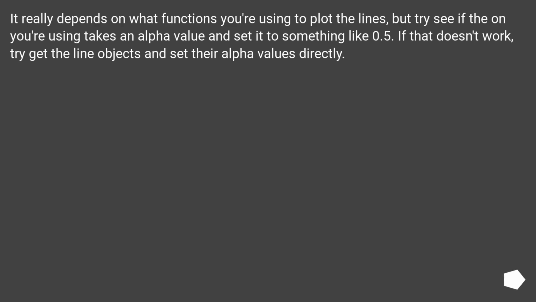It really depends on what functions you're using to plot the lines, but see if the one you're using takes an alpha value and set it to something like 0.5. If that doesn't work, try getting the line objects and set their alpha values directly.